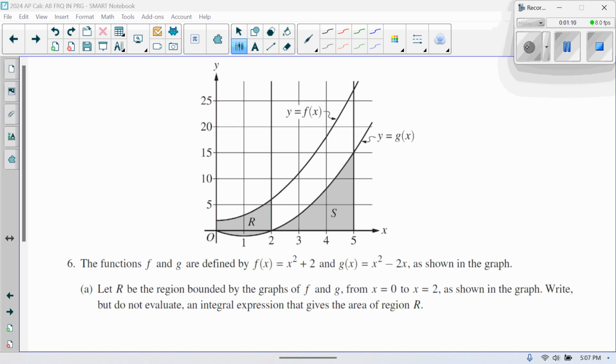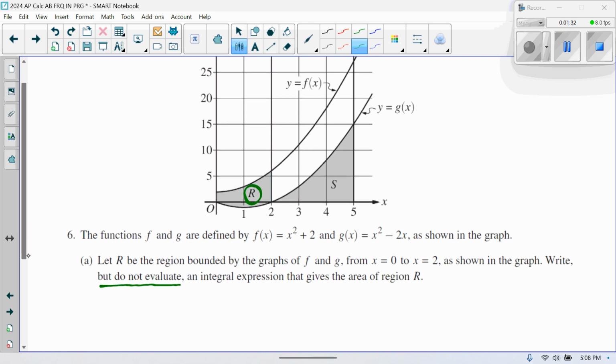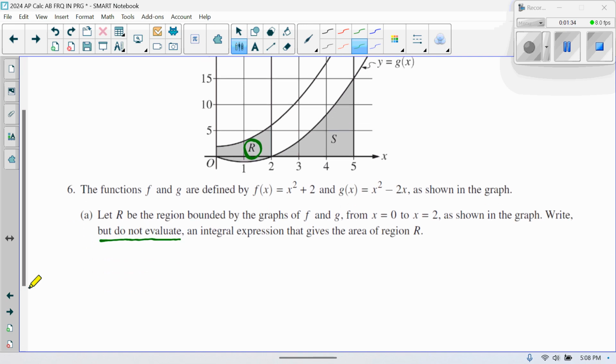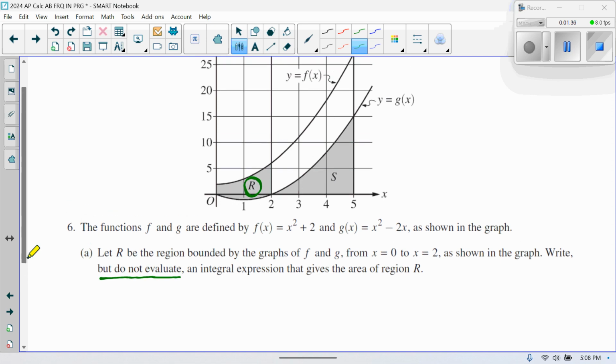6a says, let R be the region bounded by the graphs of f and g. Here's R, from x equals 0 to x equals 2, as shown in the graph. Write, but do not evaluate, an integral expression that gives the area of region R. You should thank your lucky stars, children, that you got one so easy.